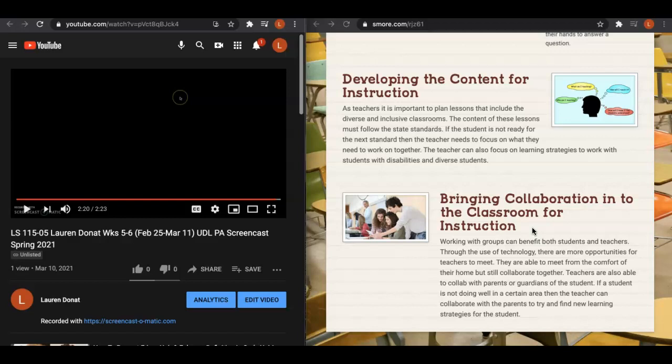Teachers are also able to collaborate with parents or guardians of the student. If a student is not doing well in a certain area, then the teacher can collaborate with the parents to try and find new learning strategies for the student. Talking to other teachers and parents can really help when you need to brainstorm ideas and think of maybe new lessons or new activities that you can do with the students. And it's always important to collaborate with one another because it will benefit everyone in the end.